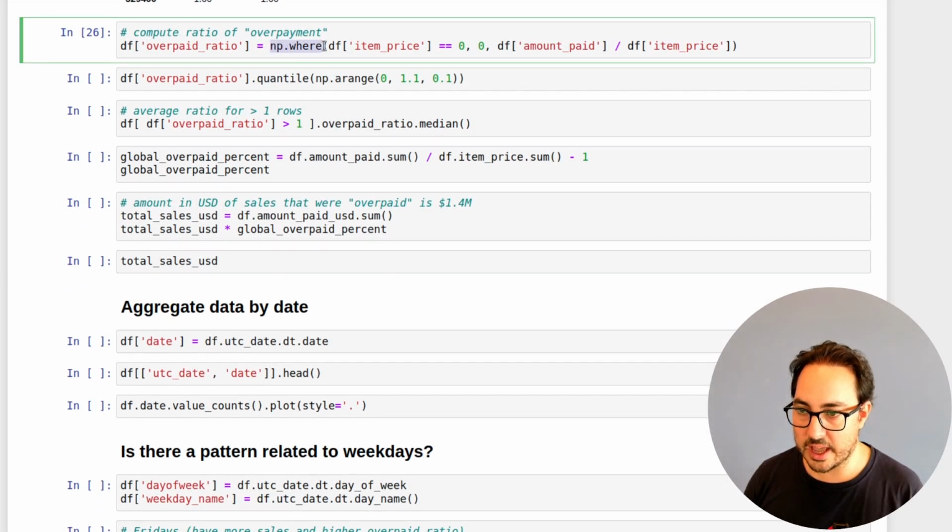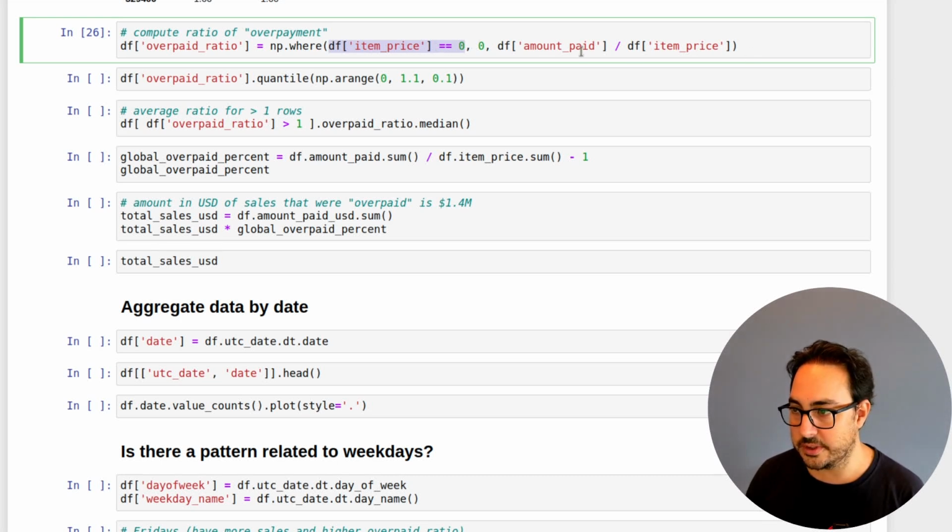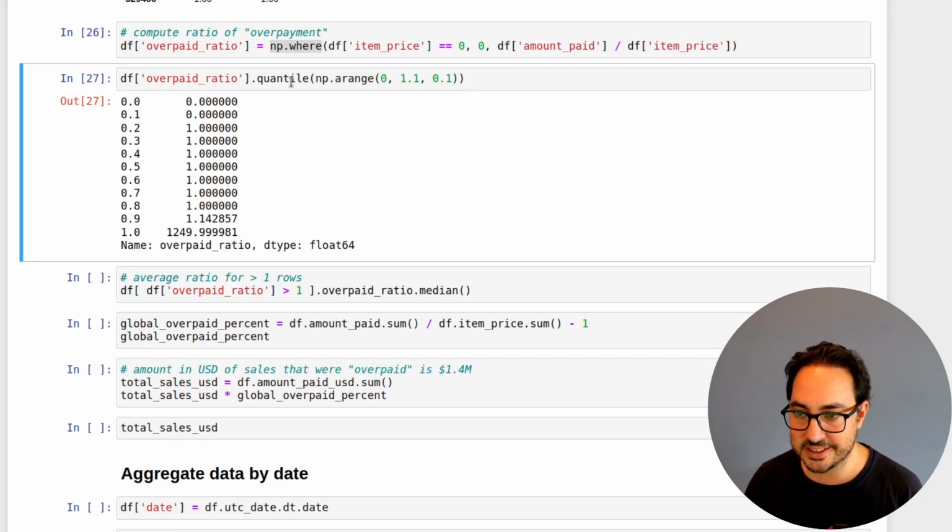So np.where allows me to do a kind of vectorized if-else condition. What I mean by vectorized is that it applies on the entire vector, so you don't have to do a loop. It's very fast because it's powered by NumPy. Basically, if the item price is 0, we don't want to do this division, right? So I'm just setting that as 0. And if it's not 0, then evaluate this condition. Here I'm doing the deciles. So these are 10 groups.